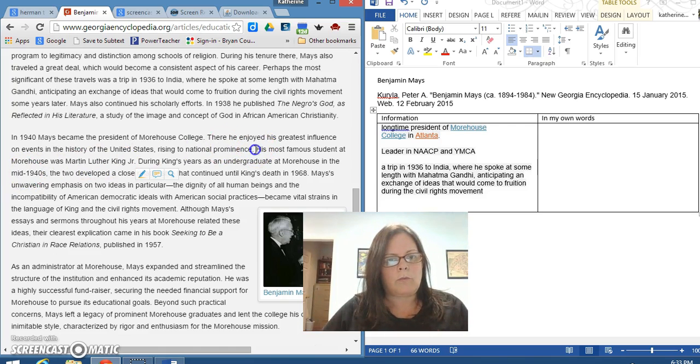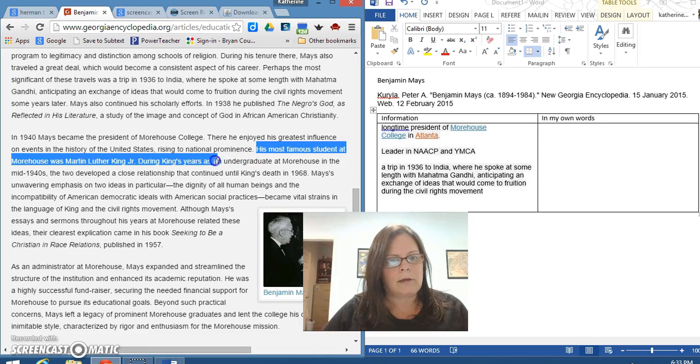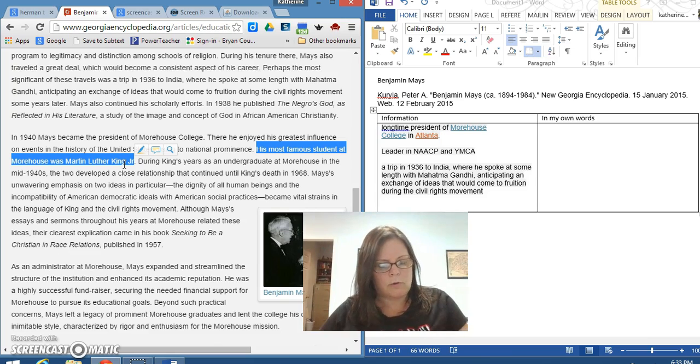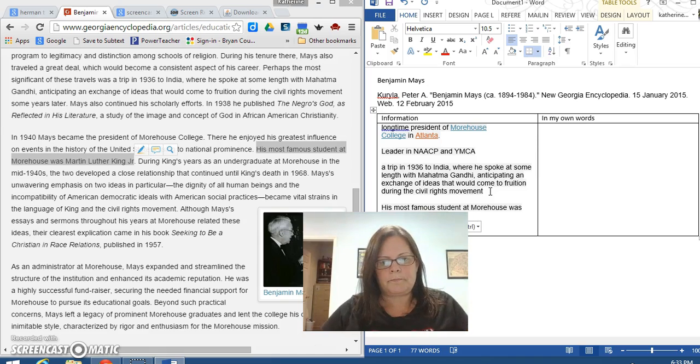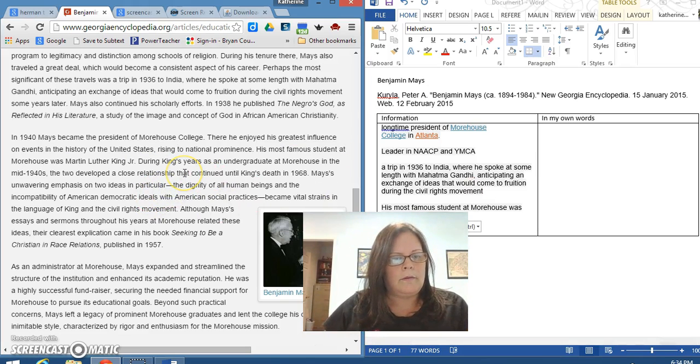So not only were they friends, and not only was he a mentor, but he was a teacher of Dr. Martin Luther King Jr. So had lots of influence over him. This is where we can start to see definitely the impact. And this whole paragraph really is worth reading for detail. During King's years as an undergraduate at Morehouse in the mid-1940s, they developed a close relationship, and it continued until his death in 1968.